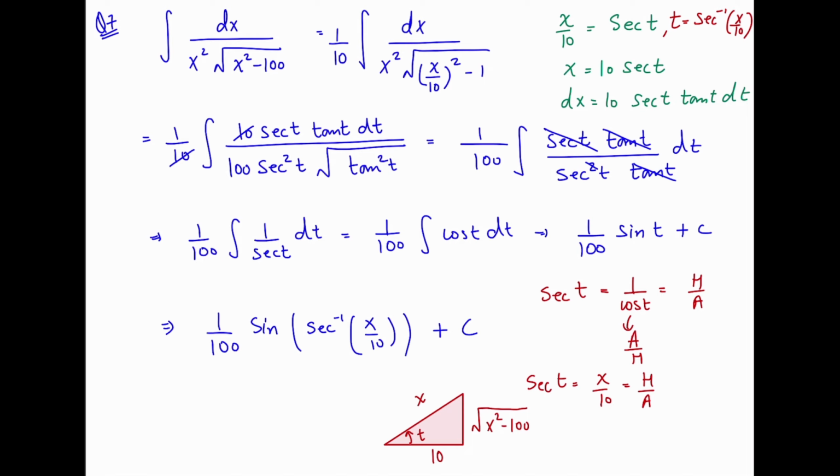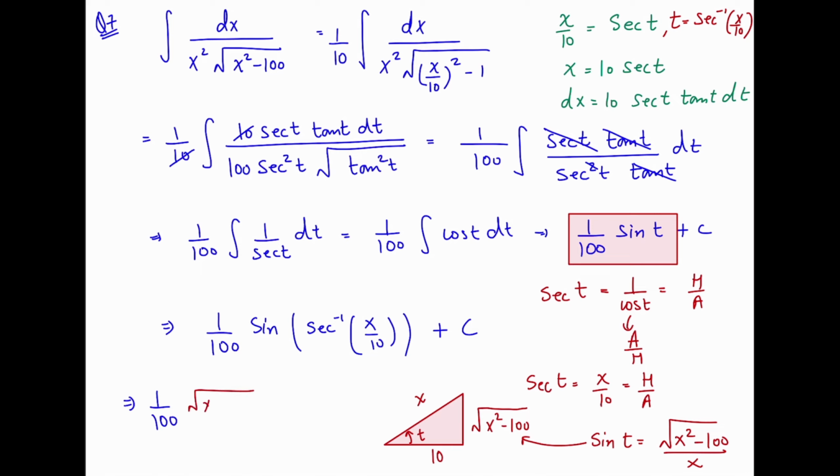So you remember that. That's okay. The answer here is asking you for 100 sine of t. And by SOHCAHTOA again, sine of t in this triangle will just be opposite over the hypotenuse. So opposite is this, square root of x squared minus 100, divided by the hypotenuse, x. So an alternate way to write this answer would be this, 1 over 100. You can just plug in the sine of t value from the triangle, and then plus c. So these two answers are completely equivalent.